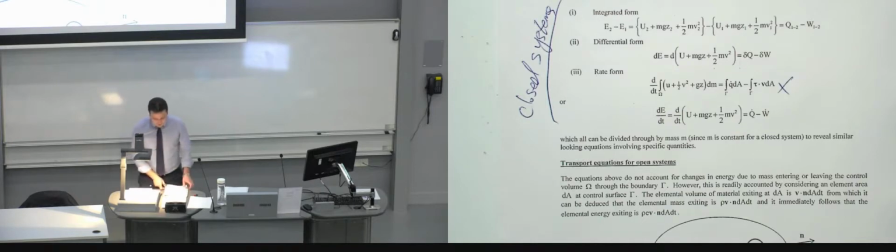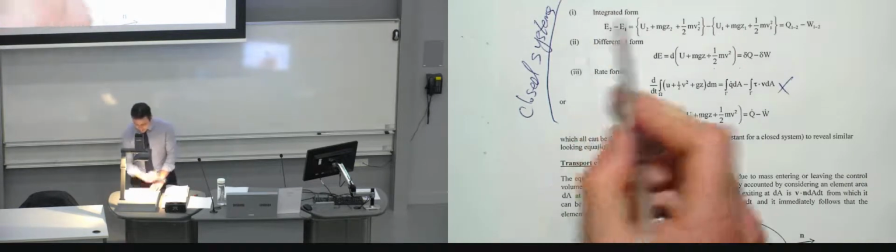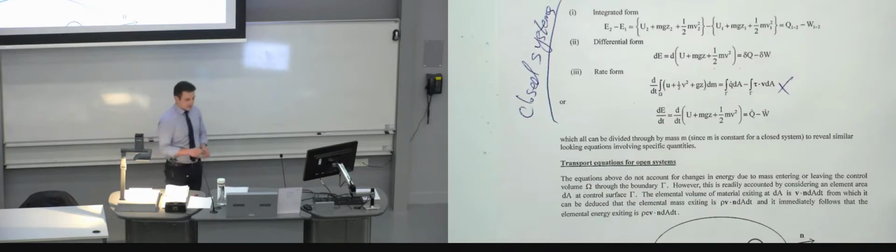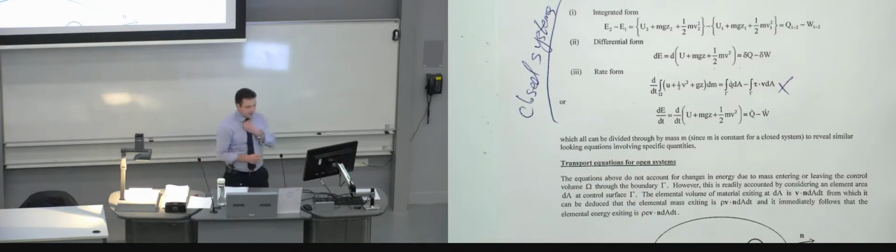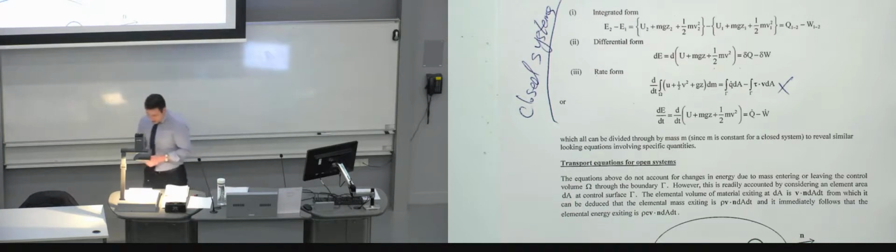But essentially, you've got 3 forms here. You've got the integrated form, which is normally the longest. Then you've got the differential form, which is normally actually quite short, and it's easy to remember. It's easier than the integral form. And you've got the rate form, which involves time.